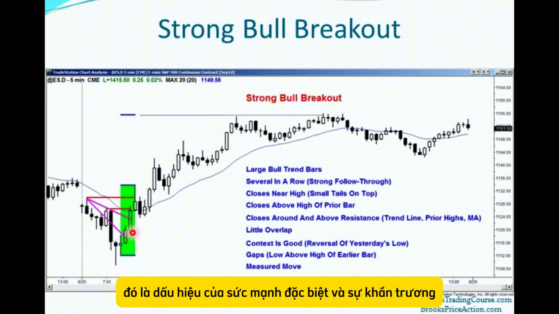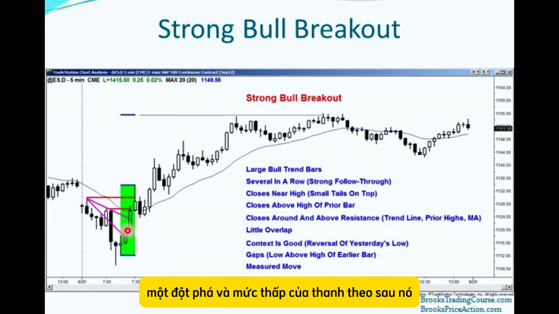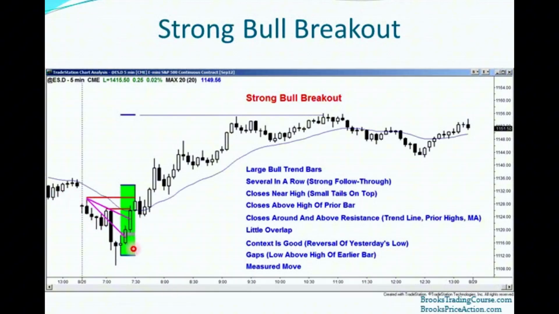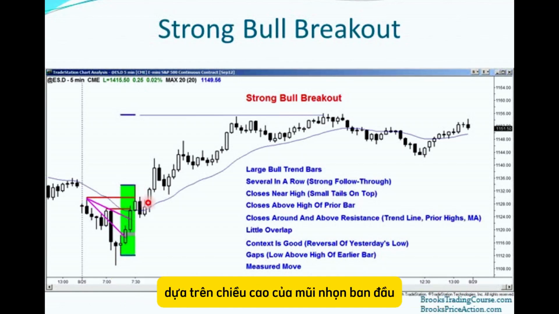That's a sign of exceptional strength and urgency. You have a bull trend bar, a breakout, and the low of the bar following it stayed above the high of the bar before it. So that's a gap over here. The context also makes sense. We're reversing the low of yesterday. You also have to be looking for measured moves based upon the height of the initial spike. Also notice that there's very little overlap among the bars. Up here, lots of overlap among the bars. So the bear breakout didn't go far, the bull breakout didn't go far.